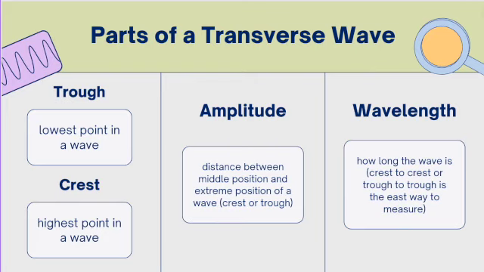And there's 4 parts of a transverse wave that we're going to talk about today: a trough, crest, amplitude, and wavelength. Trough is the lowest point in a wave, whereas crest is the highest point in a wave. Amplitude is the distance between the middle position and extreme position of a wave, so the crest or trough, the distance between. And then a wavelength is how long the wave is from crest to crest or trough to trough.